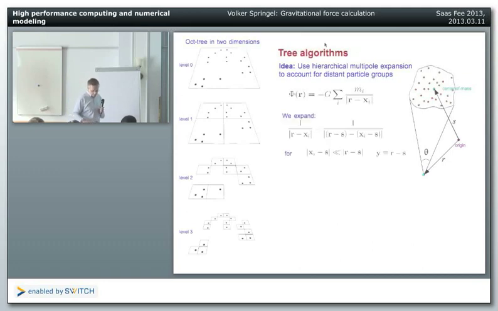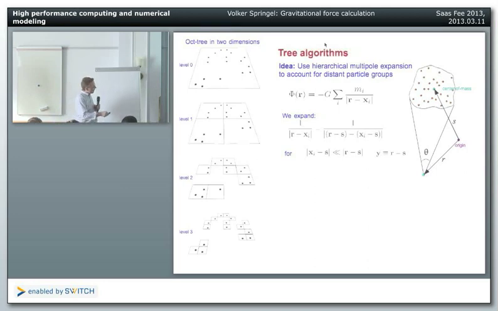But now we can make an expansion. What do we expand? Well, we expand basically this 1 over |r minus xi|, and we rewrite it by plugging in the center of mass s in this form. I can put this in here and express this as r minus s. This is just the distance to the center of mass of the points, and then I have the distances of the individual points to the center of mass itself.